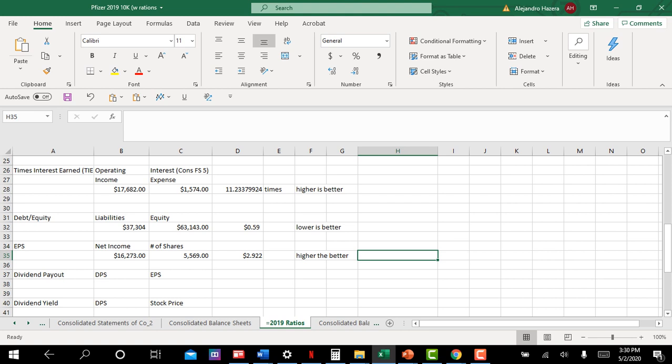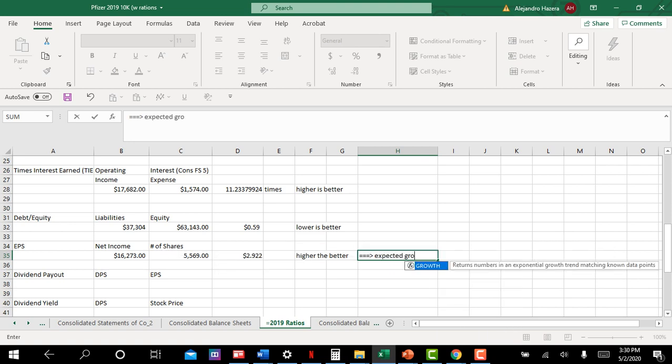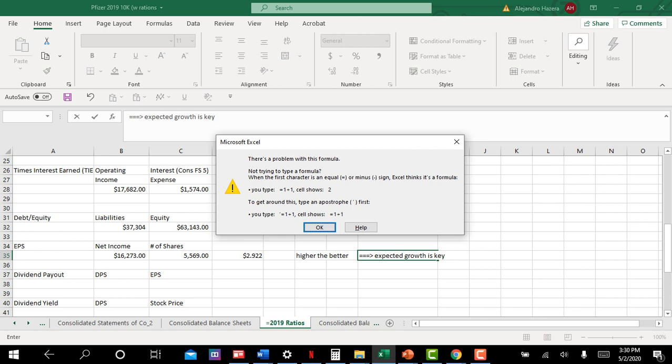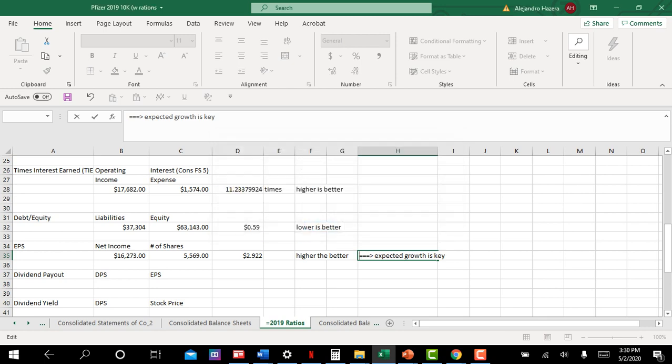But I'm going to put over here, expected growth is key. So generally speaking, the higher the better. But you ask yourself, how high is better? When do you know you've reached a target? And that's where the analysts' estimates are going to come in. We're going to look at those maybe very soon.